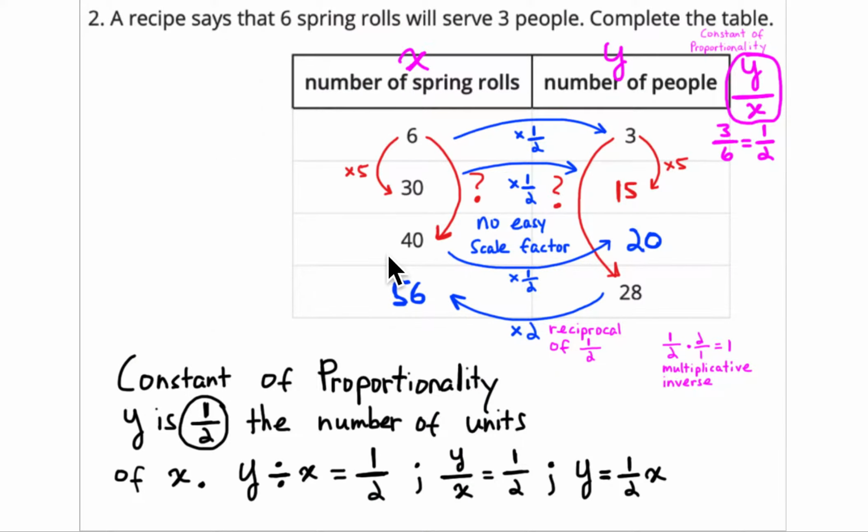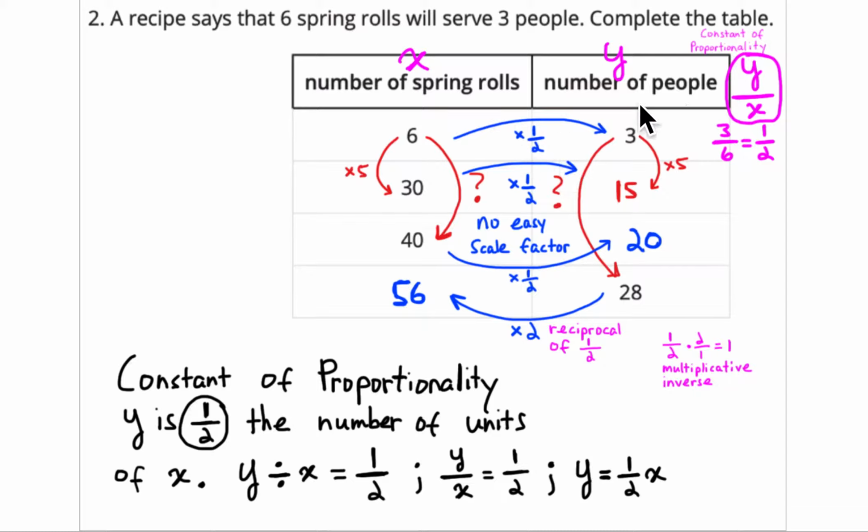This is the second part of this activity. And in this case, after the first one, there's no convenient scale factor. So 6 times 5 is 30, 3 times 5 is 15. But after that, 6 times what gets you to 40, or how do you get to 56, or how do you get to 28? No convenient scale factor. But you can always use the relationship that's the constant of proportionality.